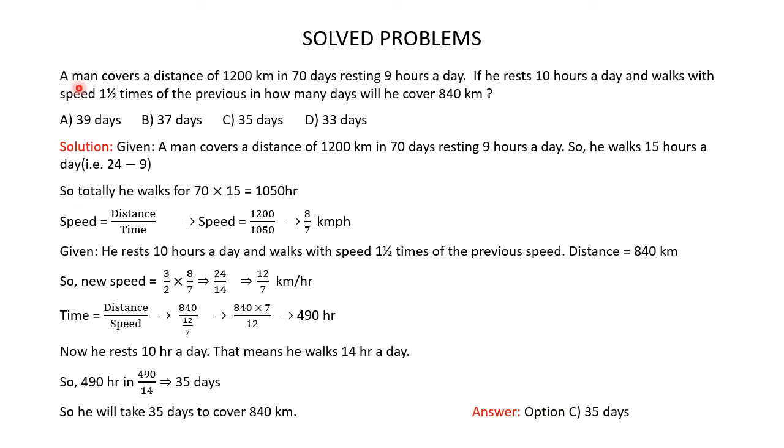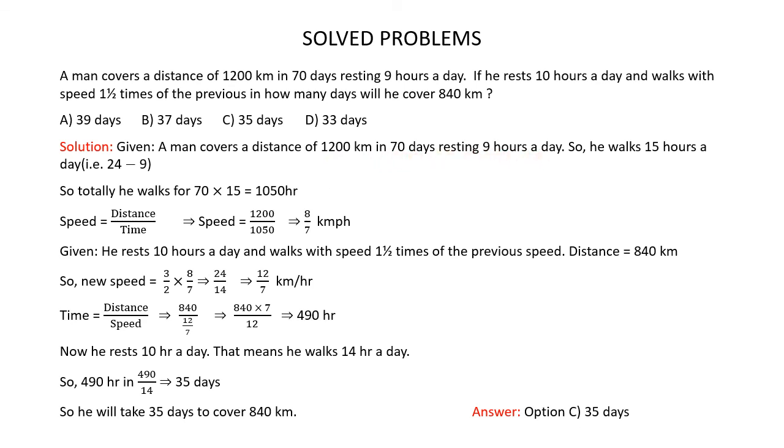A man covers a distance of 1,200 kilometers in 70 days, resting 9 hours a day. If he rests 10 hours a day and walks with a speed 1.5 times of the previous speed, in how many days will he cover 840 kilometers? Here you are given 4 options and you have to find out which of these options is the correct one. So now it's given that a man covers a distance of 1,200 kilometers in 70 days, resting 9 hours a day.